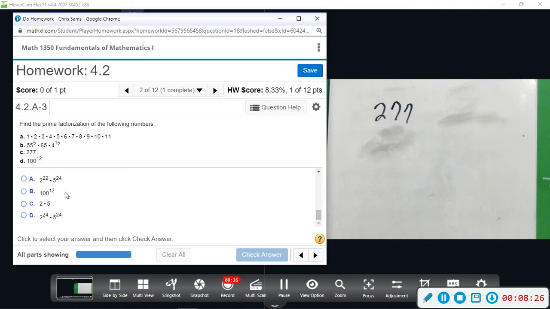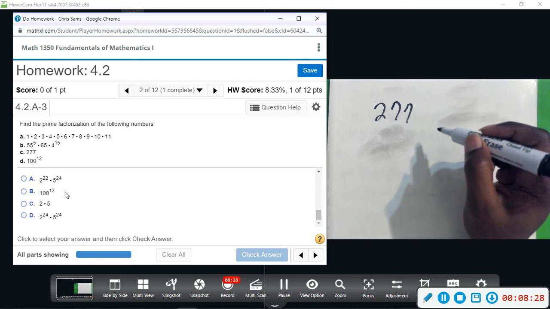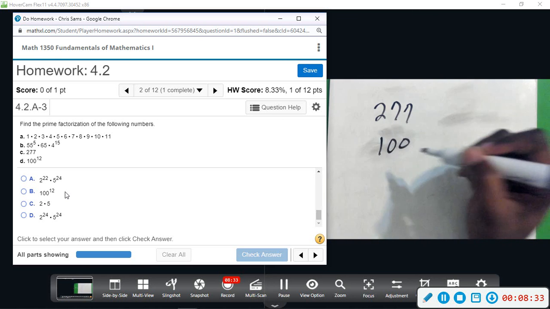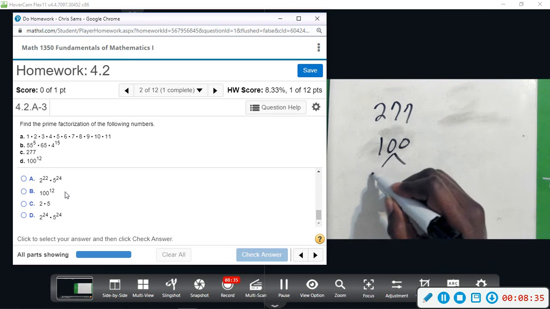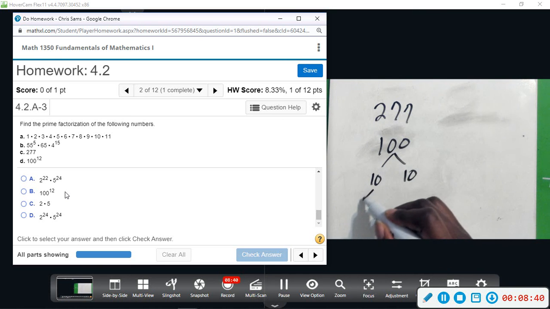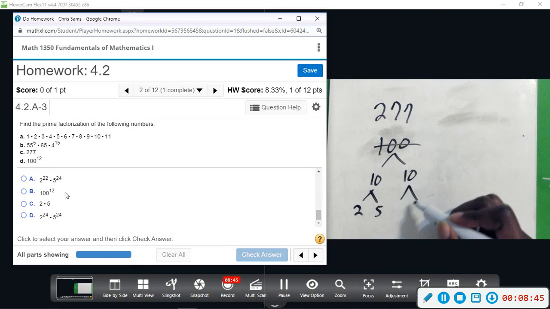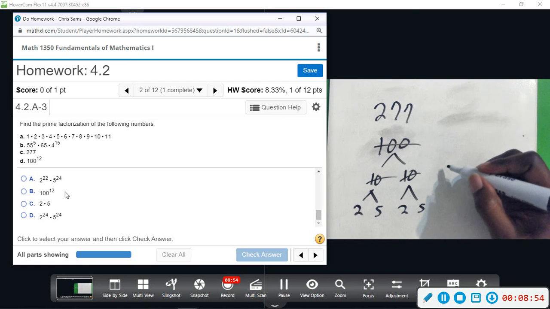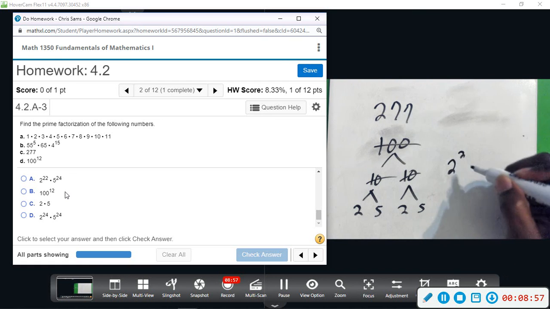So let's break down 100, and we'll raise all those factors to the 12th, and we'll see what we end up with. So taking 100, we can break this down 10 times 10, and you can do it anyway. It is all going to end up the same. And each of these will break down to 2 times 5. Okay, and then we have 2 times 5, 2 times 5. This is the prime factorization of 100. Okay, so we have 2 2's, so 2 squared times 5 squared.